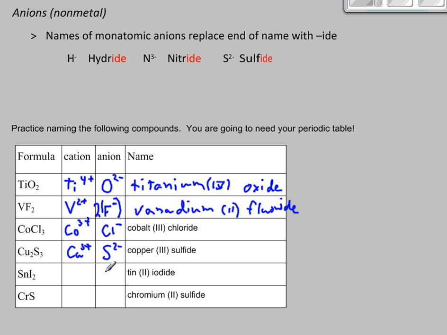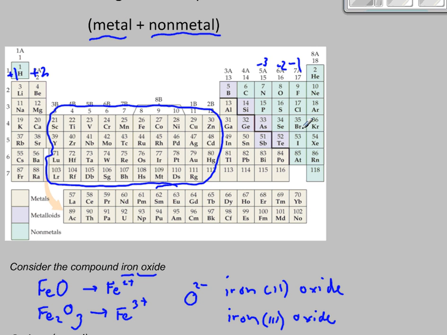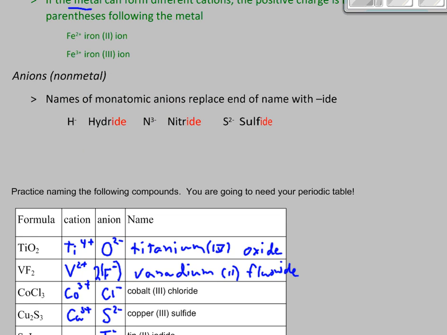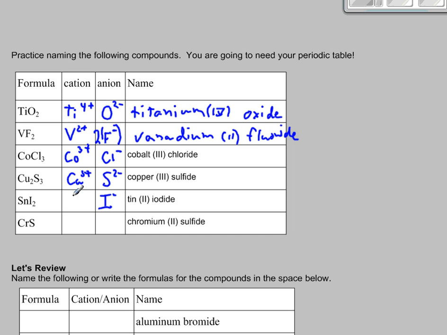Now down here we have iodide with a -1 charge, okay? Because, like I said, if you're curious where I'm getting these, let me just go back real quick. Iodide's right here, so that means a -1 since it's a halogen. Go back down, and then I get Sn2+, and I get tin(II) iodide. And then finally, down here, chromium(II) sulfide.